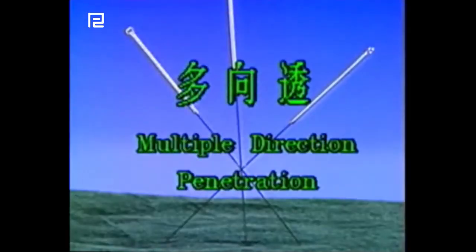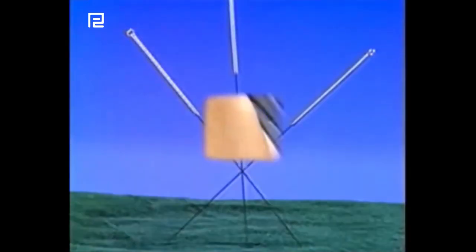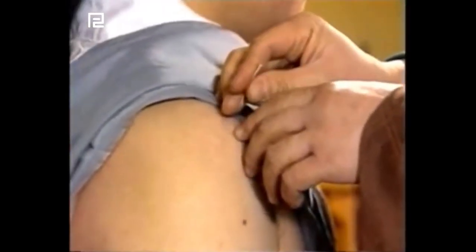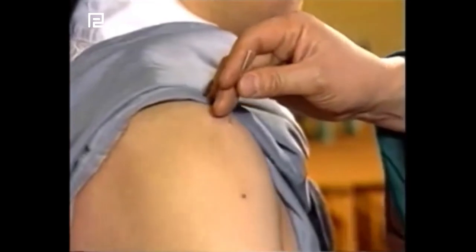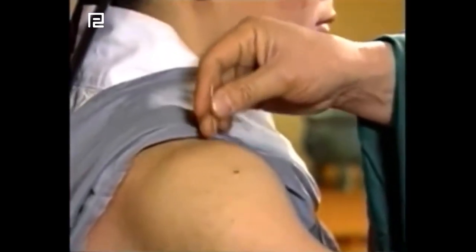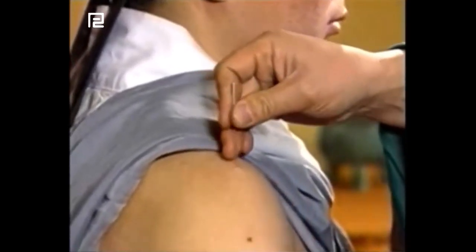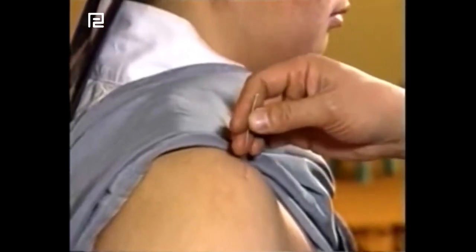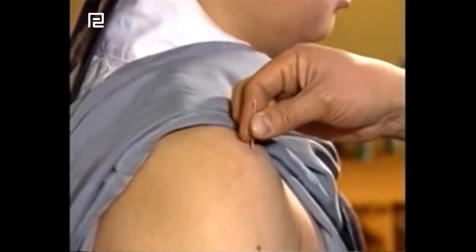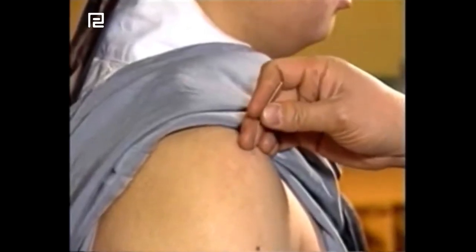Multiple direction penetration. This is used to penetrate several points with one needle. For example, the needle is inserted into Jianyu and then threaded to Jiquan after the arrival of the needling sensation. Then the needle is lifted and threaded to Binao for treating joint pain of the shoulder in a large scope.